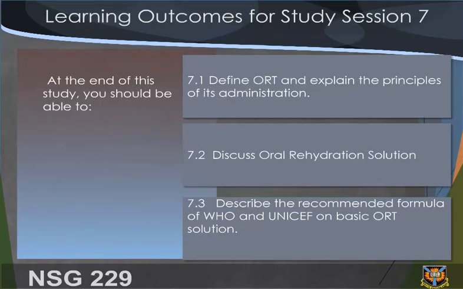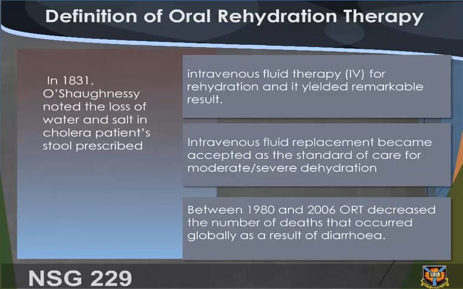Learning outcomes. At the end of the study, you should be able to: 1. Define ORT and explain the principles of its administration. 2. Discuss oral rehydration solution. 3. Describe the recommended formula of WHO and UNICEF on basic ORT solution.